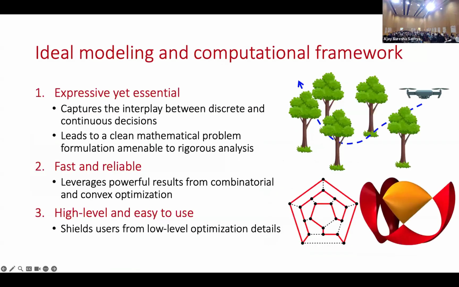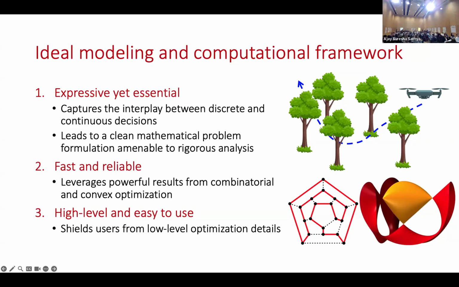So the goal of my research has been to try to develop a modeling and computational framework to deal with these discrete continuous optimization problems. And if I were to list the three essential characteristics that such a framework should have, I would say that first of all, it should be expressive and essential. Expressive in the sense that it should nicely capture the interplay between the discrete and the continuous parts of our problems, and essential in the sense that it should lead to simple mathematical optimization problems that we can formally study the complexity of, for example.